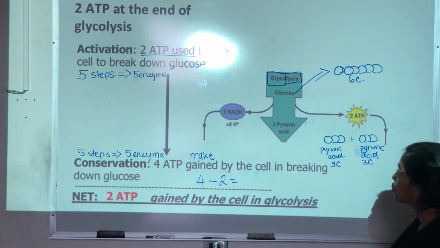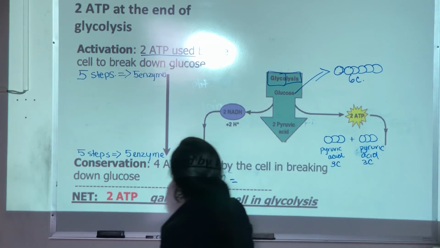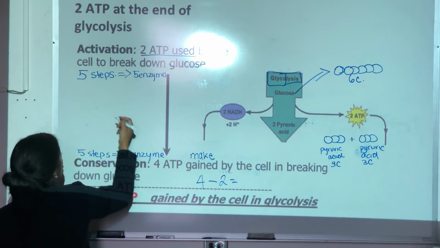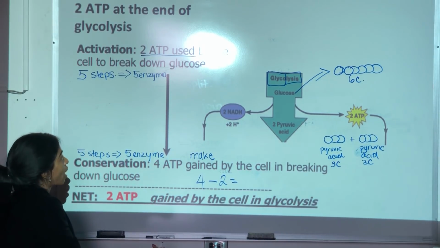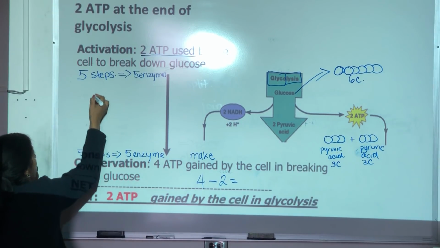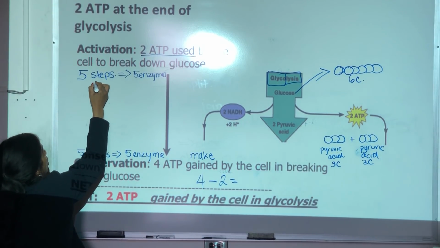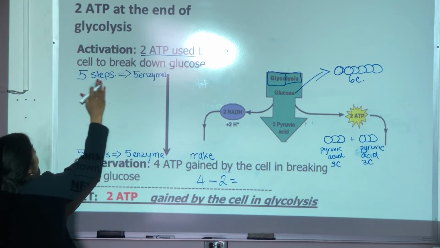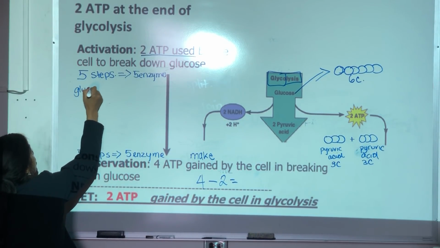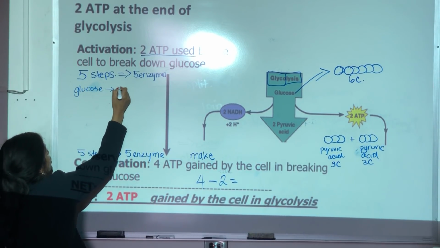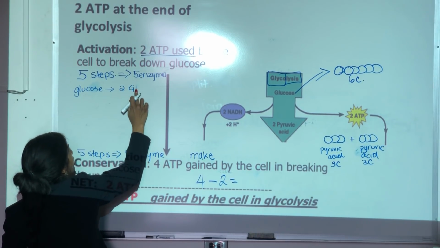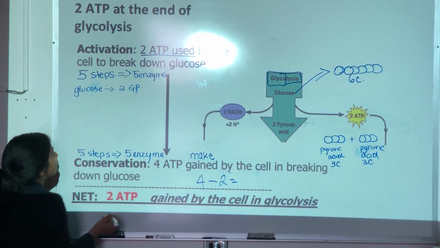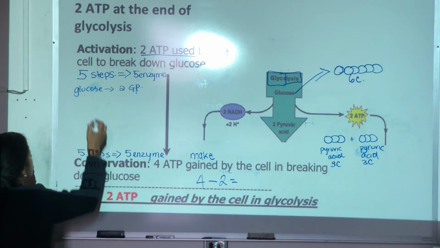So you should know for the exam what the overall summary is. What happens at the end of the first 5 steps? Well, after the first steps, glucose is converted to 2 GP, glyceraldehyde 3-phosphate. All right, so this is the summary.